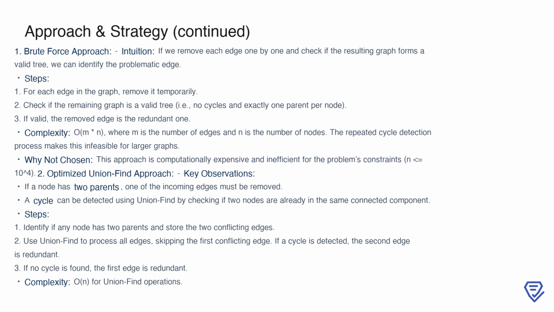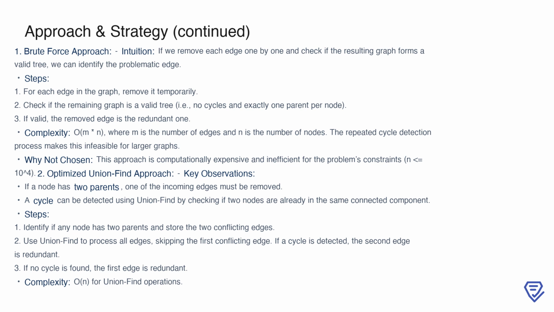Since we need to repeatedly perform cycle detection for each edge, the time complexity ends up being m*n, where m is the number of edges and n is the number of nodes. This makes it computationally expensive and impractical for the given constraints, where n can be as large as 10,000. Instead, we turn to an optimized union-find approach.